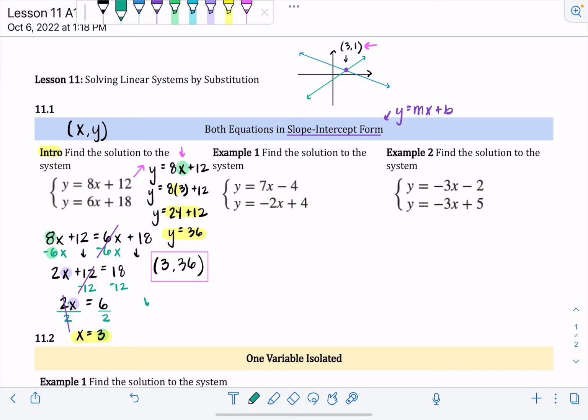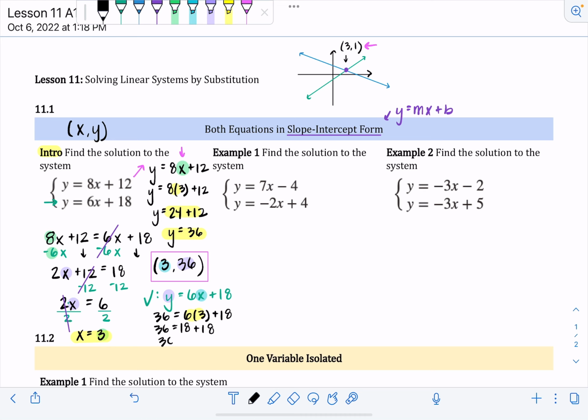So for the check, I'm going to use the second equation this time. So the y equals 6x plus 18. And I'm going to take the 3 and put that in for x, because that was my x value. And I'm going to take the 36 and put that in for y, because that was my y value. So this would be 36 equals 6 times 3, because that was x, plus 18. And then I keep my 36 over here, and I multiply. 6 times 3 is 18. And then I bring down the plus 18.